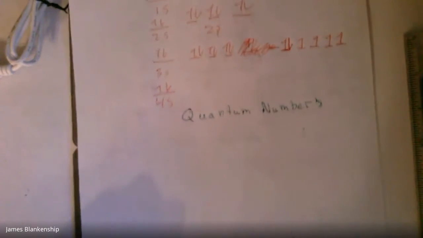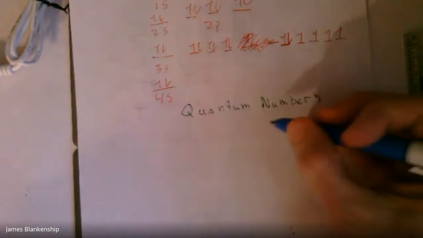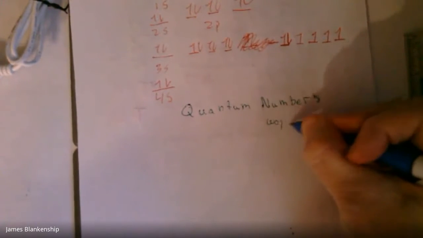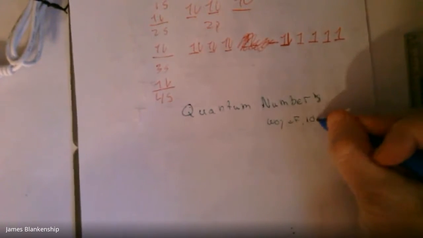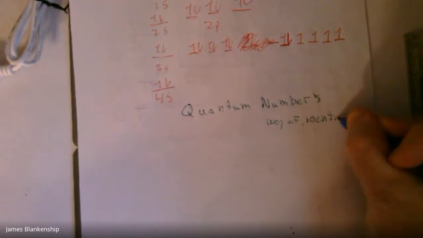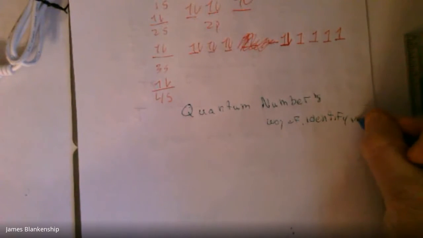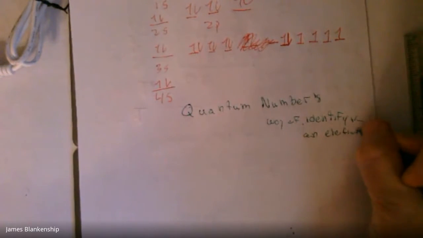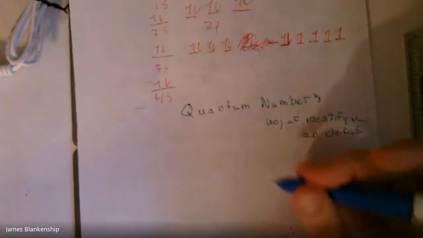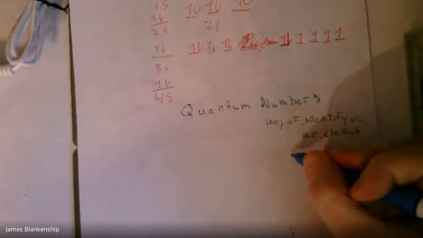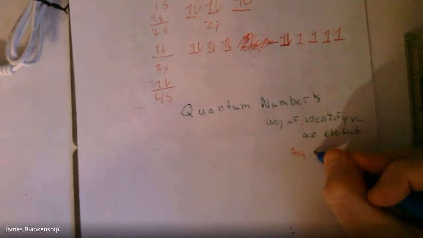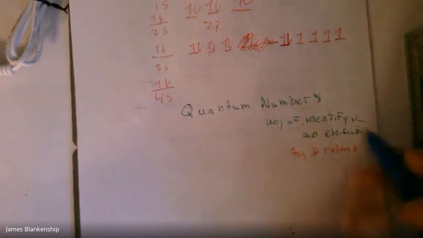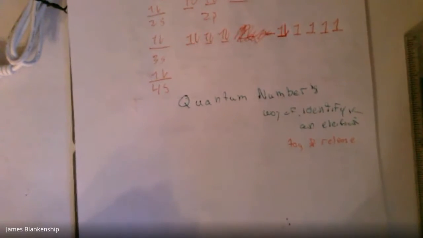Our quantum numbers are a way of identifying an electron. It's almost like a tag and release. That's not the best way of looking at it, but it's basically a tag and release kind of system so that we can think of our electrons knowing exactly where they are.